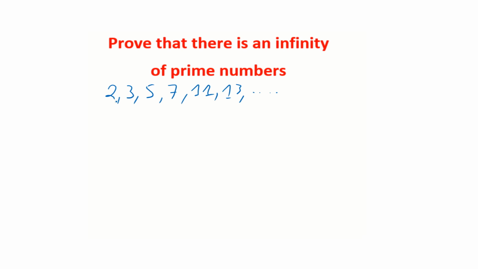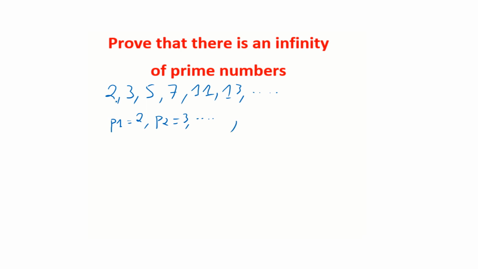So how do we prove that there is an infinity of prime numbers? We are going to prove it by contradiction. We are going to assume that there is only a finite number of prime numbers, and we are going to prove that something goes wrong in the proof. For example, let's call the first prime number P1, so it's 2, and then P2 is 3, etc.